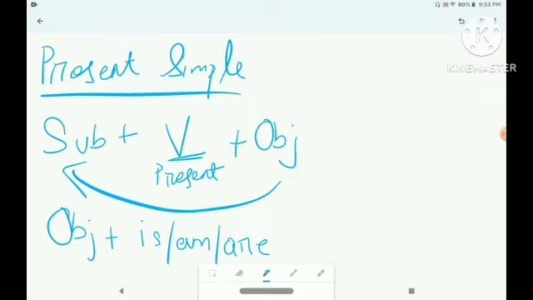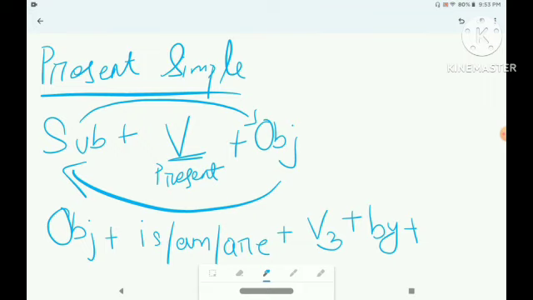Third, what will change? The subject will come in place of the object. But before that, the verb which is present, we have to convert it into its V3 form. And as I have told you, in passive voice there must always be "by". And then we will bring our subject in place of the object. So this is the structure which we will follow when we are converting from active to passive voice.